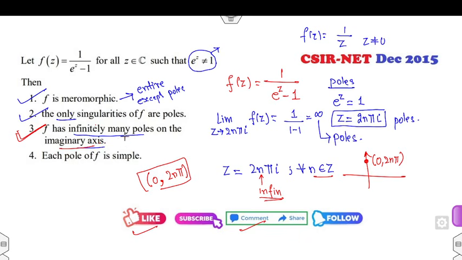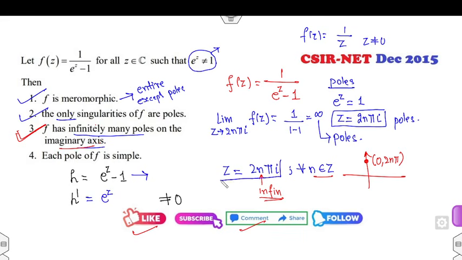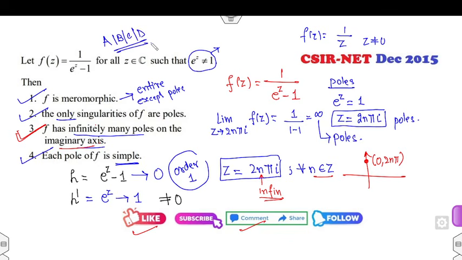How can you check that it is simple? The first way is because the power is 1, but because this is not a polynomial, I can choose the denominator. Simple pole means this value must be non-zero; then only the order is 1. What is the derivative? Now at the point z is 2 n pi iota, the denominator value goes to 0, 1 minus 1, but the derivative value goes to 1, which is non-zero. That means it is order 1, and order 1 means a simple pole. So the right answer of this problem is A, B, C, D, all are correct.